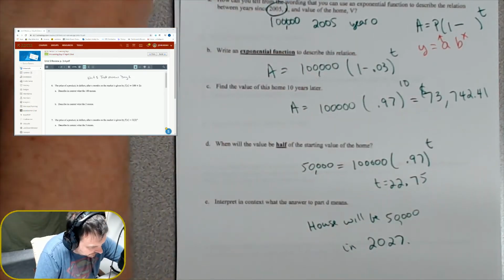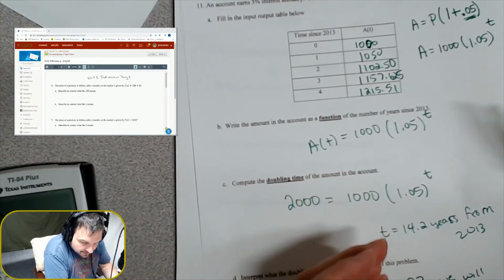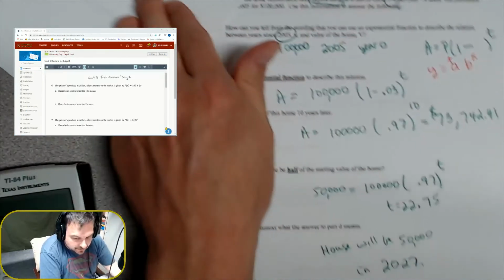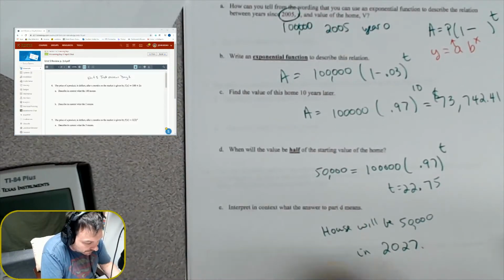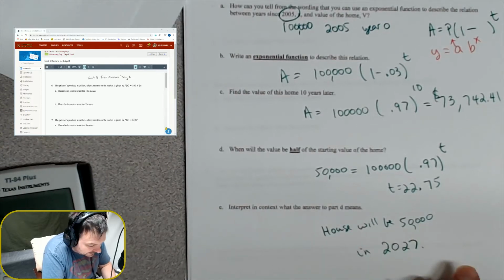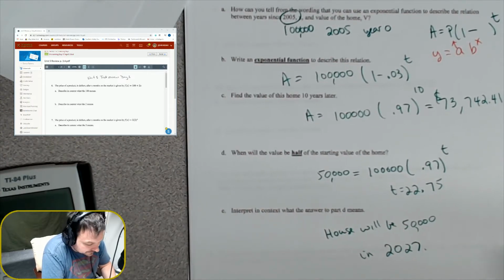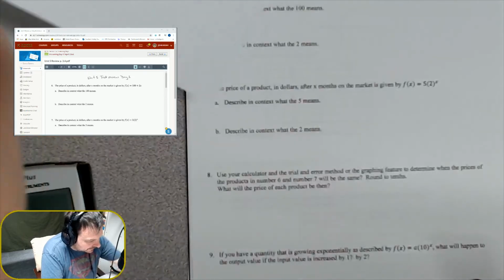Remember, think about the two different types of problems here that are going to be on the test. This was growth, 1 plus, and this was depreciation or decay, 1 minus. That's the only difference. Everything else is the same. Okay? Here, let's do a couple more examples.